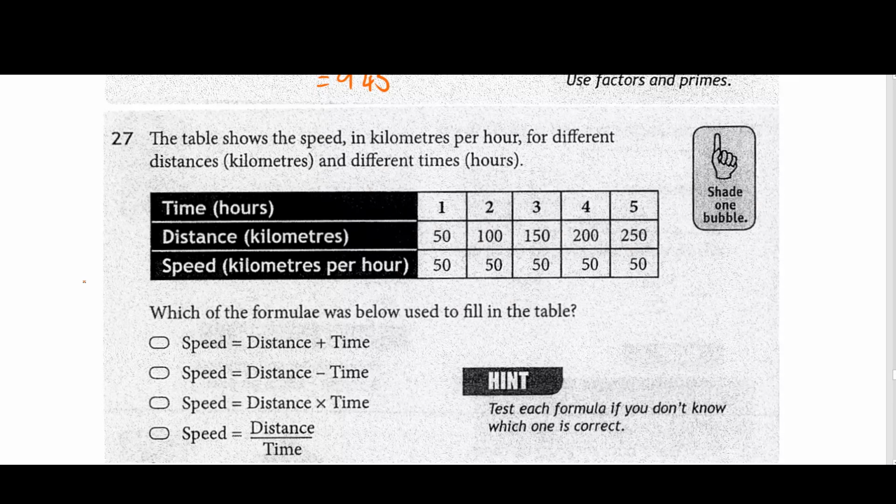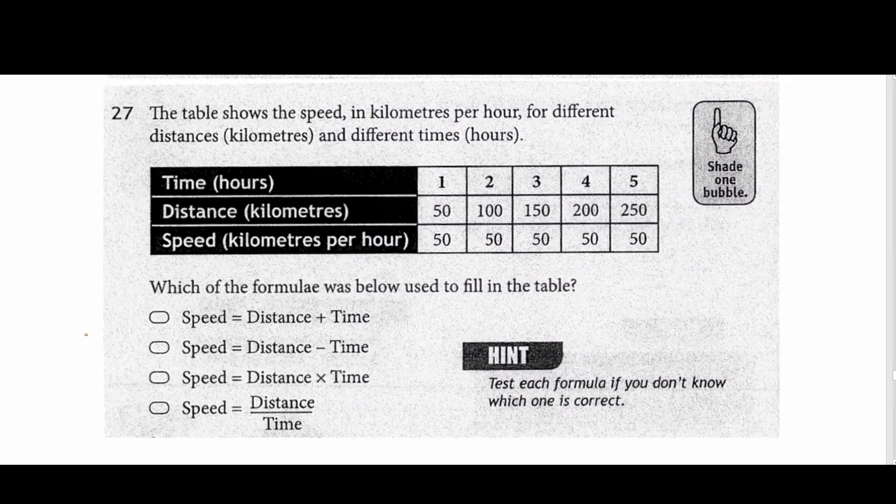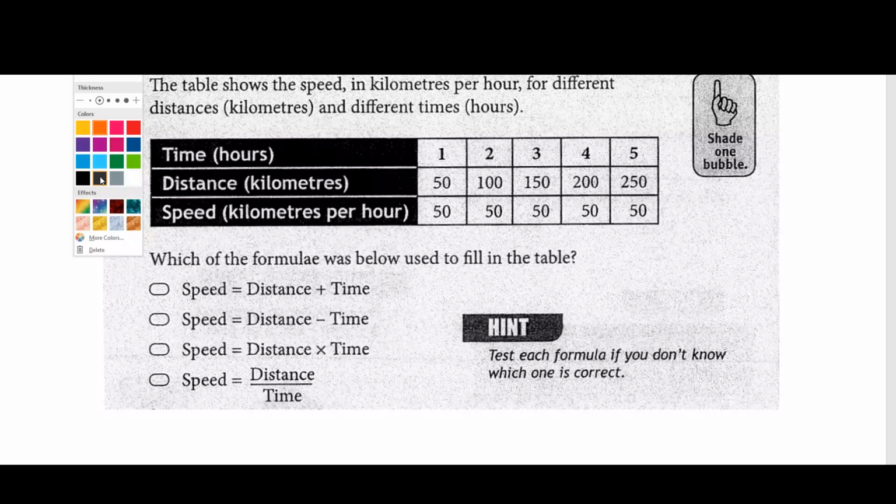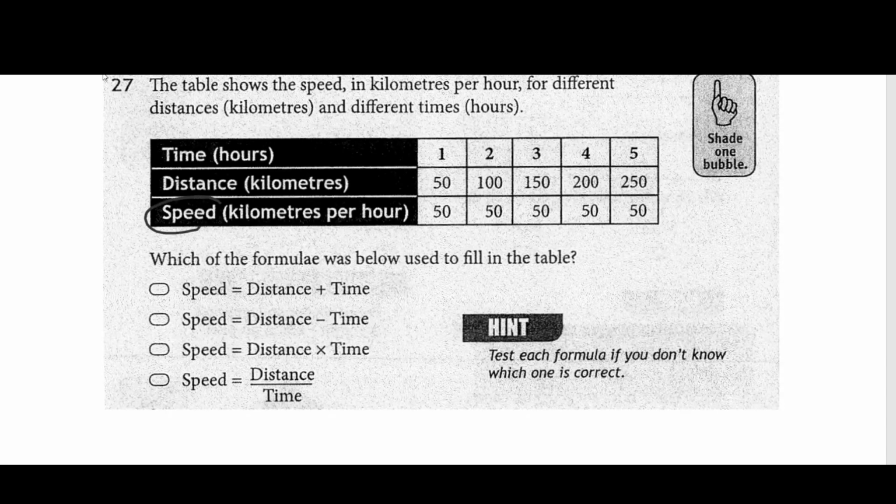Number 27. The table shows the speed in kilometres per hour for different distances, kilometres, and different times, hours. Which of the formula below was used to fill in the table? Okay, so this is quite a tricky one. We've got speed. So here's our speed. Here's our speed. Okay. Speed equals distance plus time. So let's look at that.